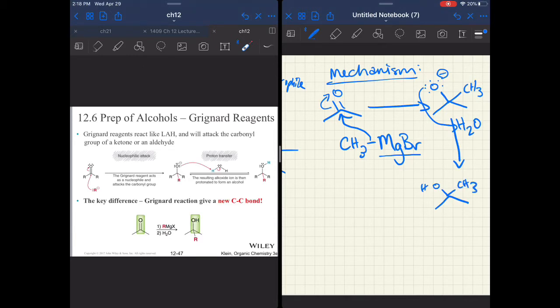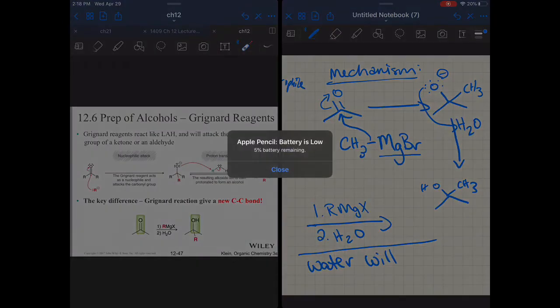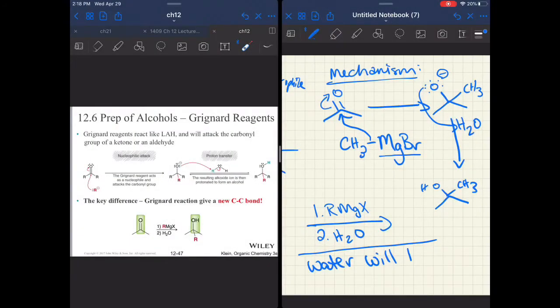So why am I so aggressive here about saying that this is a 1-2 step reaction? Because if water is present, it will kill the Grignard. Water will kill the Grignard. I'm trying to be dramatic here.